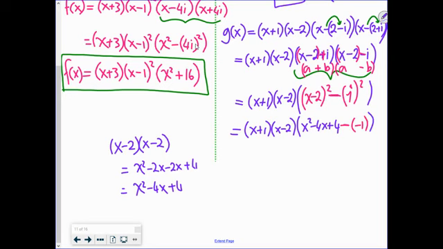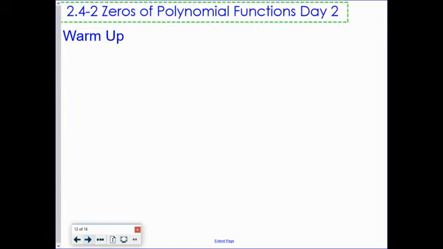And we are nearly finished. This turns into x plus 1 times x minus 2 multiplied by x squared minus 4x plus 4 plus another 1 turns into plus 5. And that is it. There's a polynomial in partially factored form where we got rid of any of the complex parts. And I think we're ready to move on to, yes, that's going to be day 2 tomorrow.